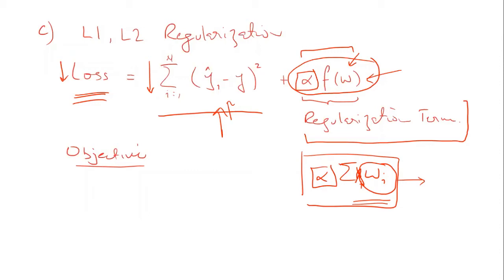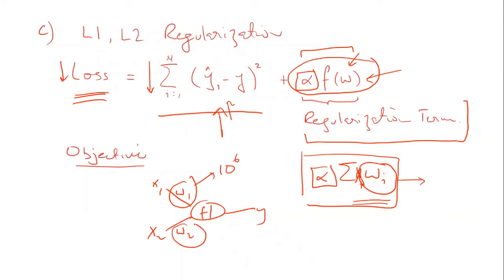What does that mean? If you have a very large weight, let's say you look at your simple case: you had x1, x2, and this was your y, and you had your f over here, which is the sum of these two, and you had w1 and w2, right? Suppose that W1 became extremely large, 10 to the power 6, and W2 was 1. What would that mean?